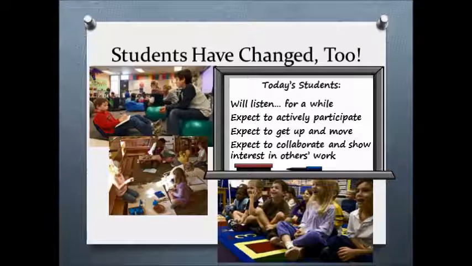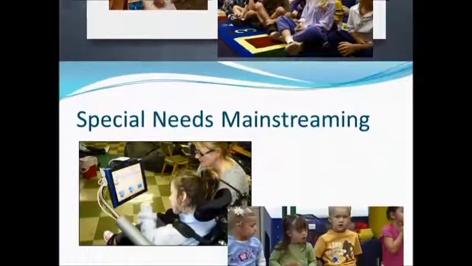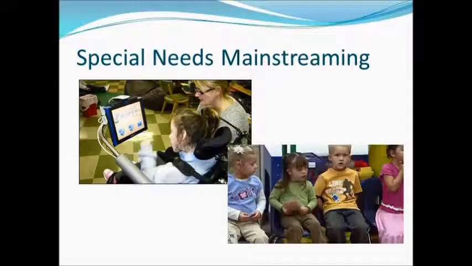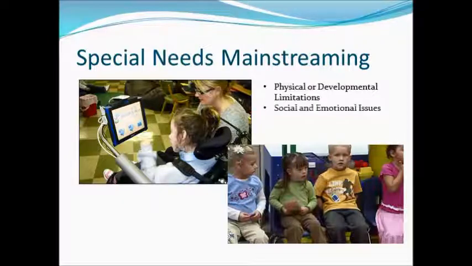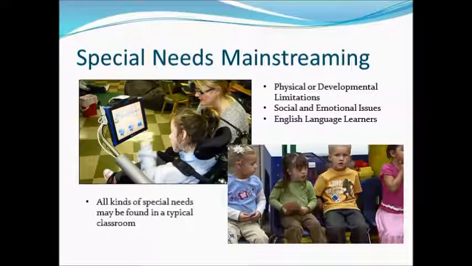There are a couple of things in particular that you'll need to know when you go in to do your JA program. First, nowadays, students with special needs are mainstreamed into regular classrooms. This means there's a fairly good chance that your class will include some students with physical or developmental limitations, such as maybe a student confined to a wheelchair or developmentally delayed. You may see students with social or emotional issues, and you may see English language learners. In fact, there are all kinds of special needs you may find in a typical classroom.